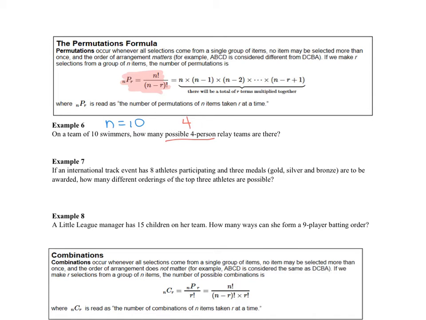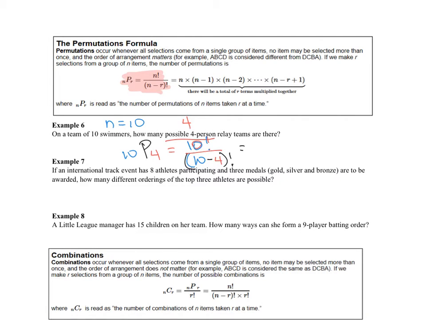So they want to know how many are available. So we write this as 10P4, or 10 permutate 4. And it's written like this: n factorial at the top, so whatever your n is, put it at the top. 10 factorial at the top over 10 things minus the 4 that you're permutating, factorial.